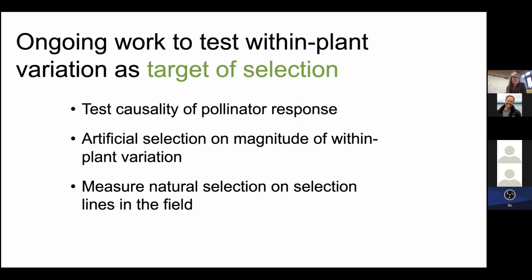All right, so there's a number of directions to go with this work. One, I want to test the causality of pollinator response. I'm running out of time, so I'm not going to go into depth on how. Two, I'd like to test the idea that if selection acts to increase the variation in nectar spur length or decrease the variation in nectar spur length within plants, can a plant population actually respond to that selection? And the way I plan to do that is through artificial selection on the coefficient of variation in spur length. And finally, if that selection is successful, I'd like to bring those selection lines back to the field to see how having increased or decreased variation in spur length affects fitness in a field setting.